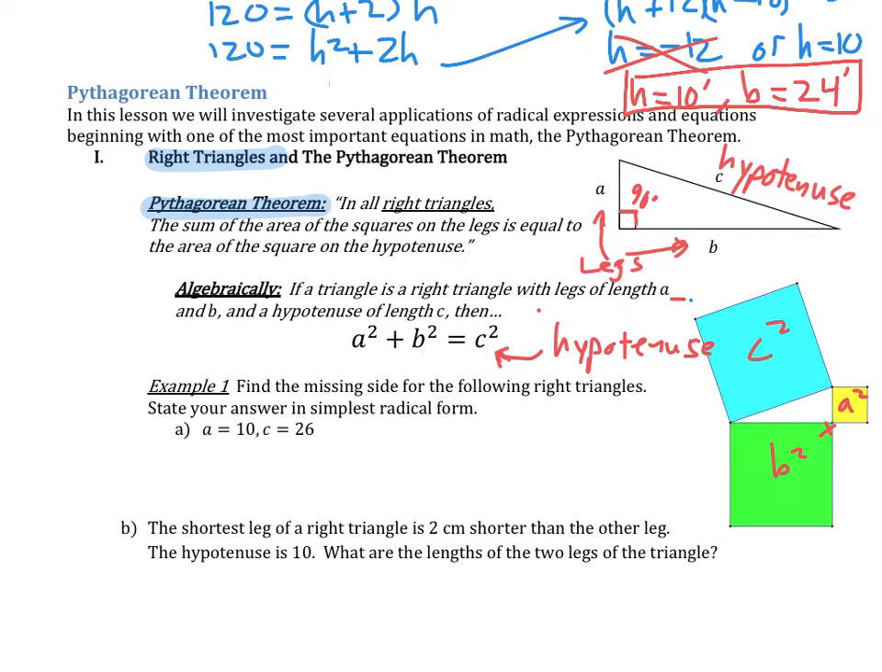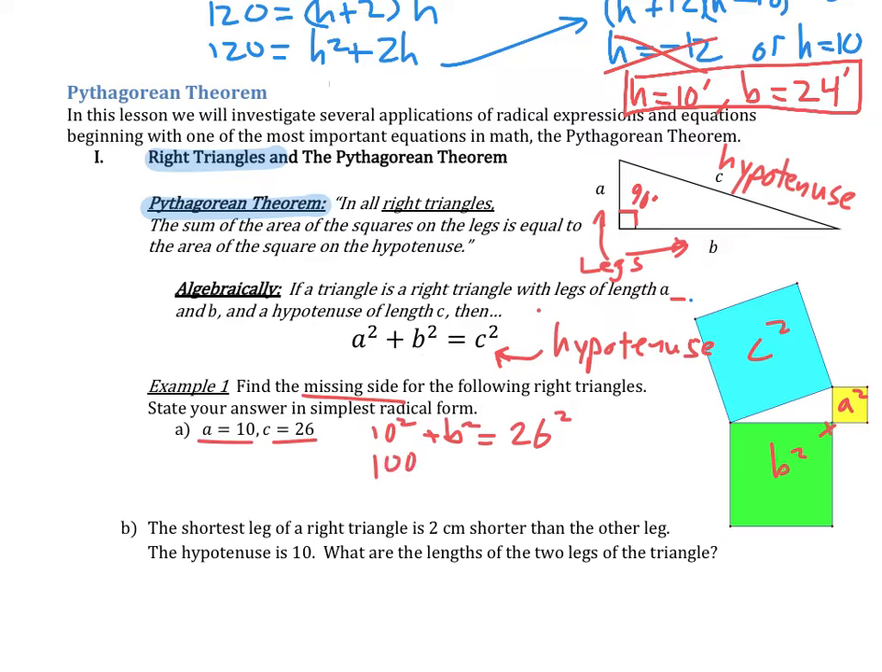So we're going to run into situations where we just want to find the missing side. And we know A and we know C. Well, let's plug it in. We've got A squared plus B squared equals C squared. So 10 is A. We don't know B. And we've got C squared is 26 squared.